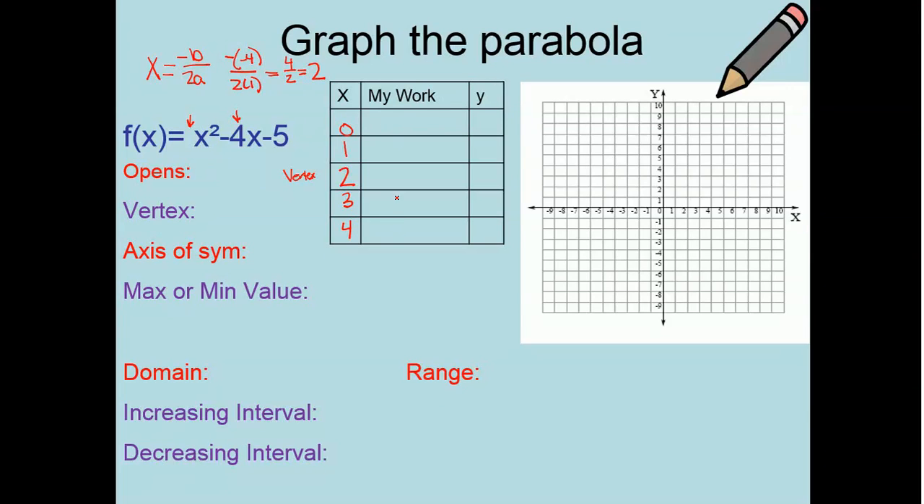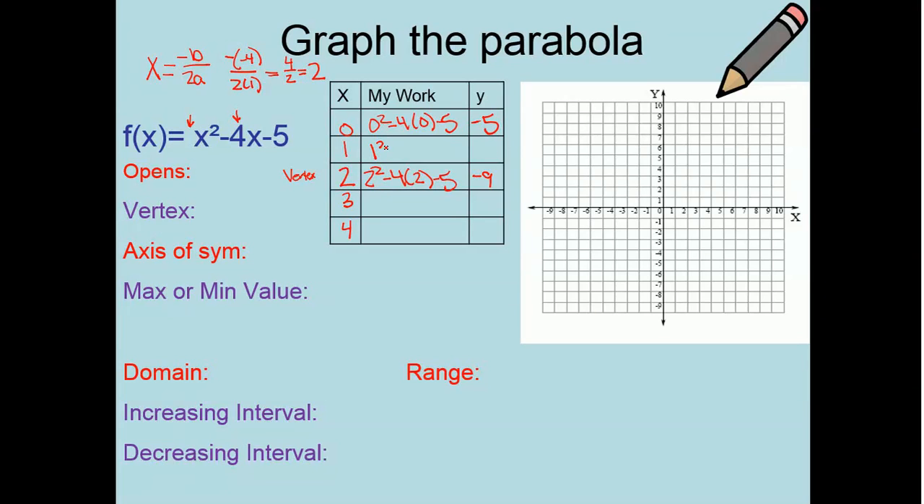Now, I have this separate column here just so I can fill in my work so you can see how I'm getting my numbers. So I'm going to take my 2 and plug it in for my x. So I'm going to get 2 squared minus 4 times 2 minus 5. So I'll get 4 minus 8 minus 5, which I'm thinking is negative 9, right? Yeah, negative 9. So let's plug in a 0. So I'll get 0 squared minus 4 times 0 minus 5. 0 minus 0 minus 5, well, that's just negative 5, right?